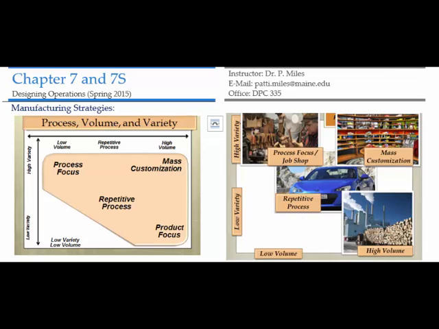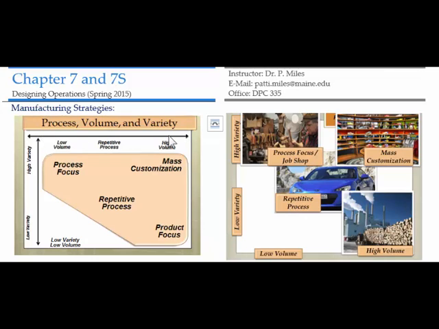And in class we talked about two separate, if you will, sort of diagrams. The first is what you see in front of you, this process, volume, and variety. And then the second is the service process matrix, and I'll get to that in just a second. Within this process, volume, and variety matrix, there's a couple things that are important. The first is these two lines.